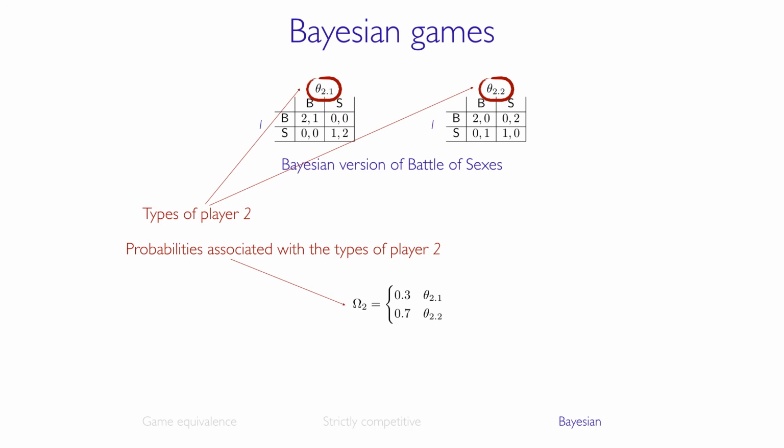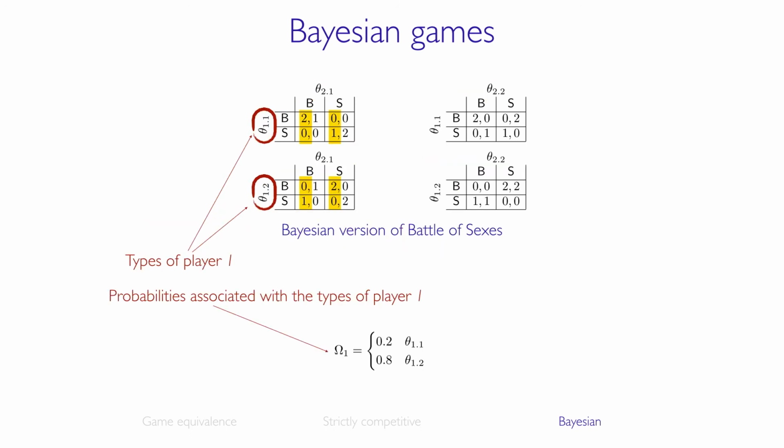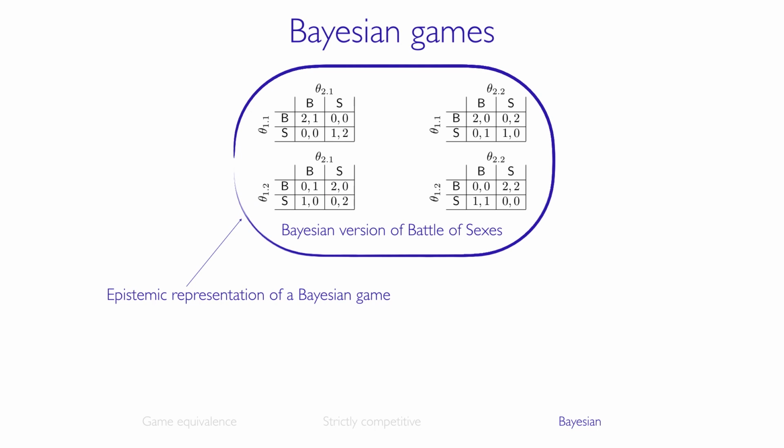Associated with the types, we have the probabilities that such types occur. They are denoted with omega 2. The same can happen for player 1. That is, player 1 can be of two different types, theta 1.1 and theta 1.2, each associated with a given probability. The representation of the Bayesian game, in which we have types, probabilities, and different utility matrices for each combination of types, is called epistemic.